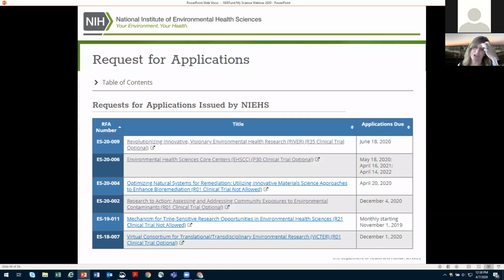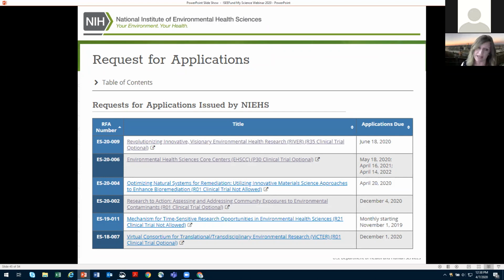For the more senior and mid-level career scientists on the phone, this is our list of requests for applications as of today. We have the MIRA, which is for anyone who has an R01 that is about to end. You can continue your science by getting an 8-year award for about $700,000 a year. It's about people, not projects.